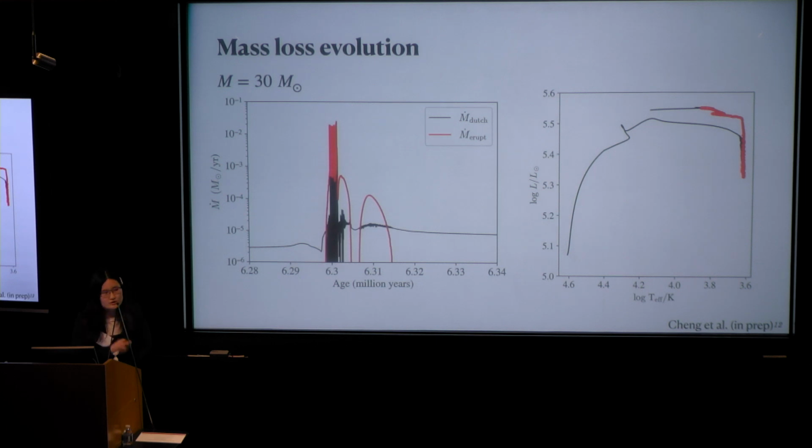So throughout the evolution, these two different mass loss mechanisms occur at the same time. Here I show an M equals 30 solar mass model. On the left plot, I show the mass loss rate in solar masses per year over age. And on the right, I show an HR diagram of the same star. Everything in black is that continuous line-driven Dutch wind model. And everything in red is that eruptive mass loss model that I just talked about.